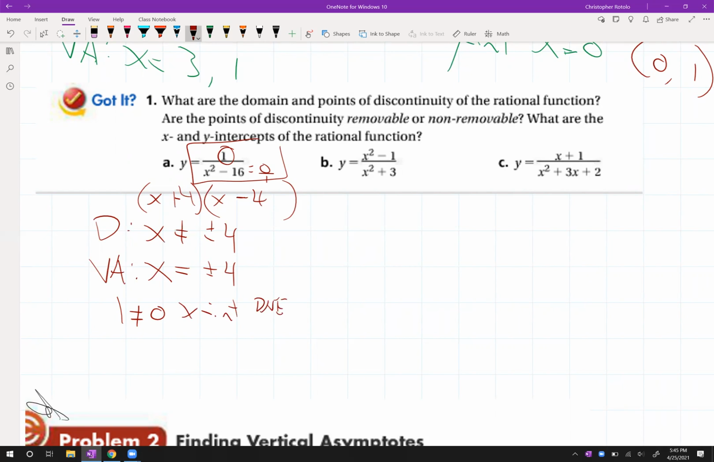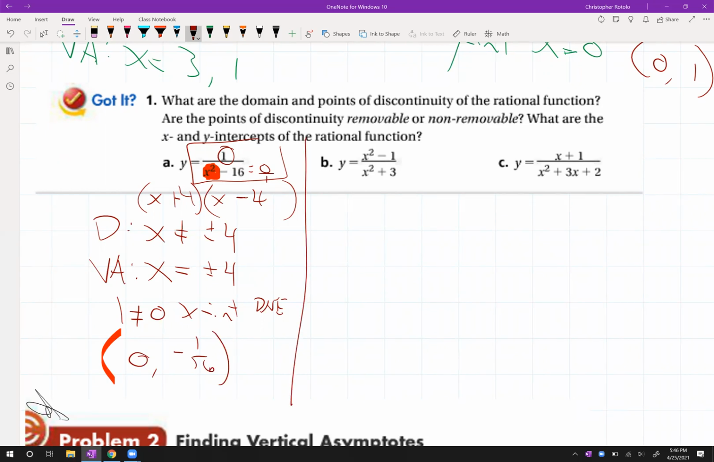And what about a y-intercept? A y-intercept, remember that's where we take out all the x's. So x turns out to be 0, and we end up with negative 1/16. All right, so that's our first one.